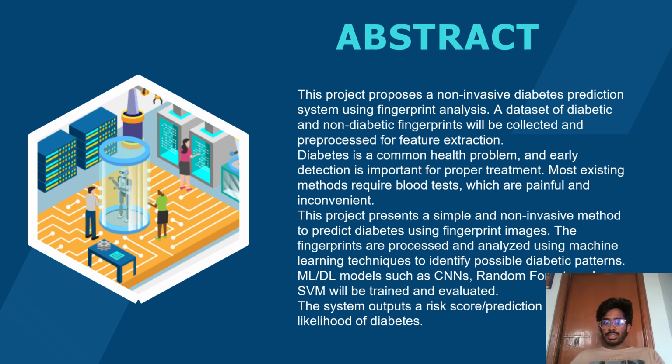Abstract. This project proposes a non-invasive diabetic detection system using fingerprint analysis. A dataset of diabetic and non-diabetic fingerprints will be collected and preprocessed for feature extraction. Diabetes is a common health problem and early detection is important for proper treatment. Most existing methods require blood tests, which are painful and inconvenient. This project presents a simple and non-invasive method to predict diabetes using fingerprint images. The fingerprints are processed and analyzed, and ML and DL models such as CNN, Random Forest, and SVM will be trained and evaluated. The system outputs a risk score predicting the likelihood of diabetes.